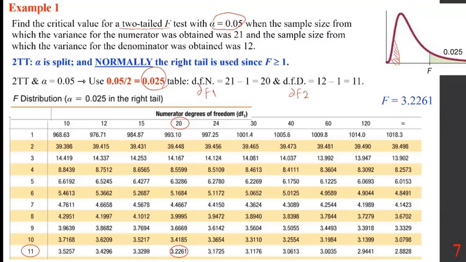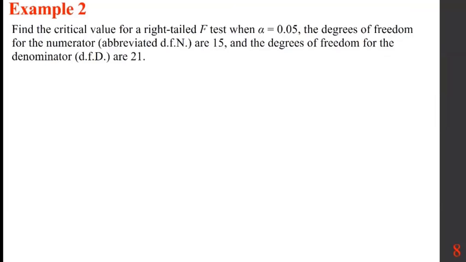For as long as we have the table in front of us, we can easily do the reading. And the very first thing, we choose the proper alpha. Most of the time, alpha is 0.05, and most of the time, it is a right tail test. Find the critical value for a right-tailed F-test when alpha is equal to 0.05. The degrees of freedom for the numerator, abbreviated DFN, are 15, and the degrees of freedom for the denominator, DFD, are 21. As you can see, alpha is 0.05, so that's the first thing we look at. And because it's a right-tail test, then we need alpha of 0.05.